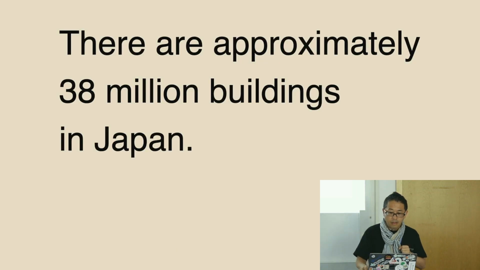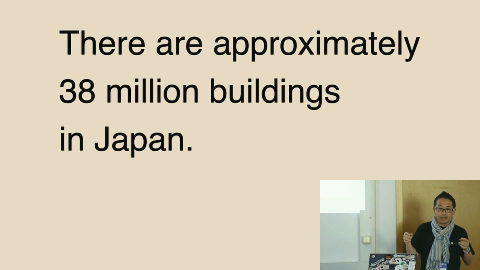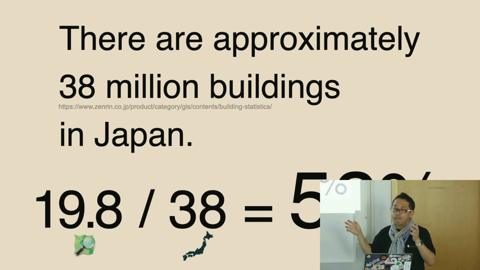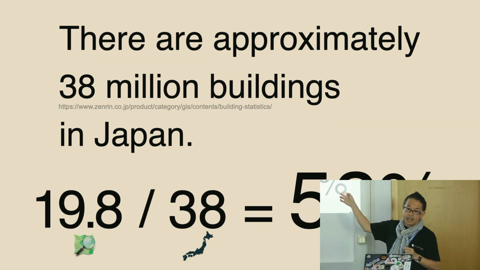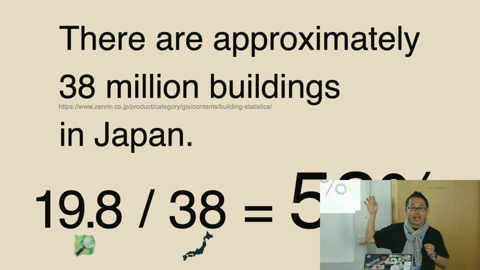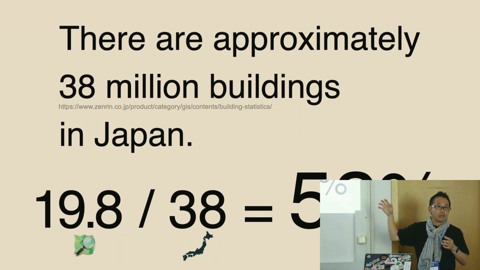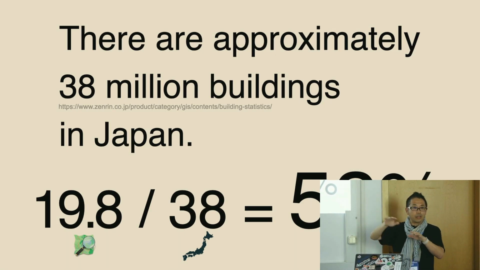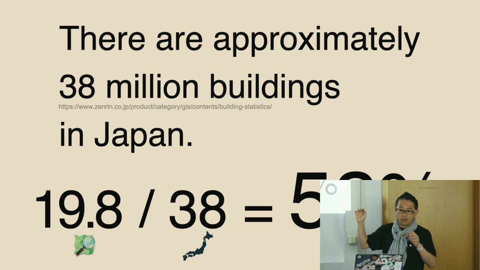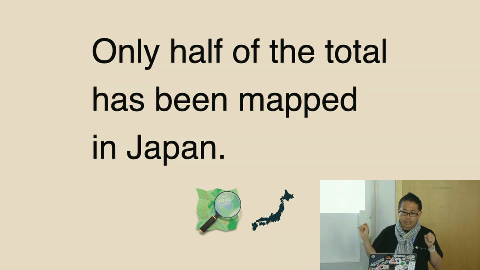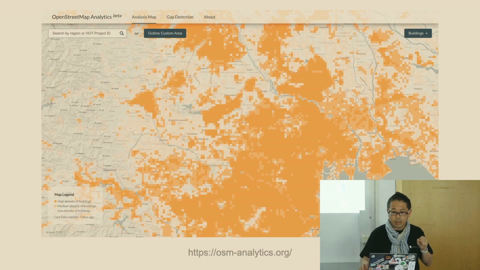So how many buildings exist in Japan? For example, Zenrin is a commercial data company in Japan. They said we have about 38 million buildings in Japan. It's a very simple calculation: the OpenStreetMap platform has about 50% mapped, but another 50% is an empty area. That is a real problem. We think only half of the total has been mapped in Japan's OpenStreetMap now, so we want to upgrade.